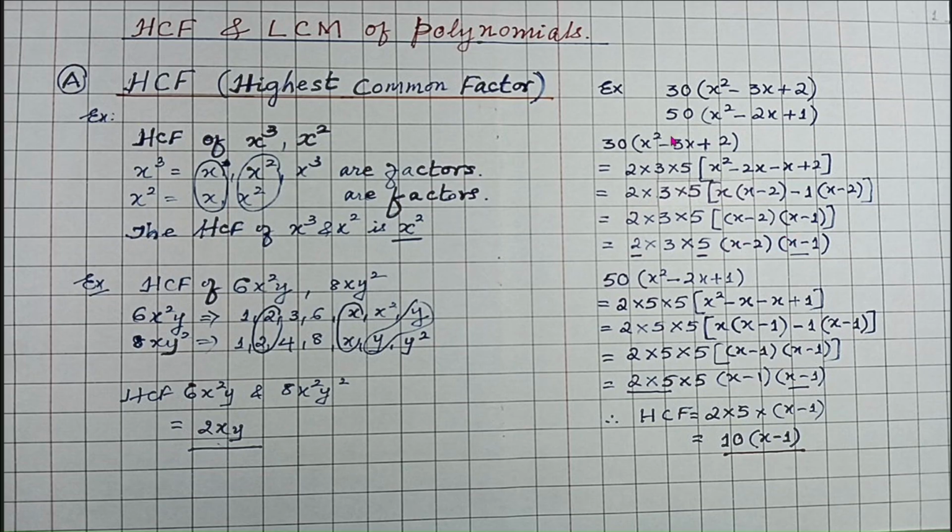Same way, factorize the next one, 50(x² − 2x + 1). That is, 50 becomes 2 into 5 into 5, and the factors of x² − 2x + 1 by the middle term splitting method will be (x − 1) into (x − 1). Now take what is common in this. The common is 2 and 5, so HCF is 10. And what is common in the algebraic terms here? (x − 2), (x − 1), (x − 1), (x − 1), so (x − 1) is common. Take (x − 1), therefore 10(x − 1) is the HCF of the given two algebraic expressions.